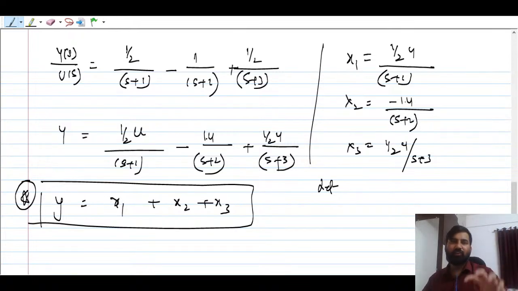Given a transfer function, you have to do the partial fraction expansion, then find out the A, B, C values, whatever values, and then Y equals the sum of terms with U taken to this side. Then consider x1, x2, x3.